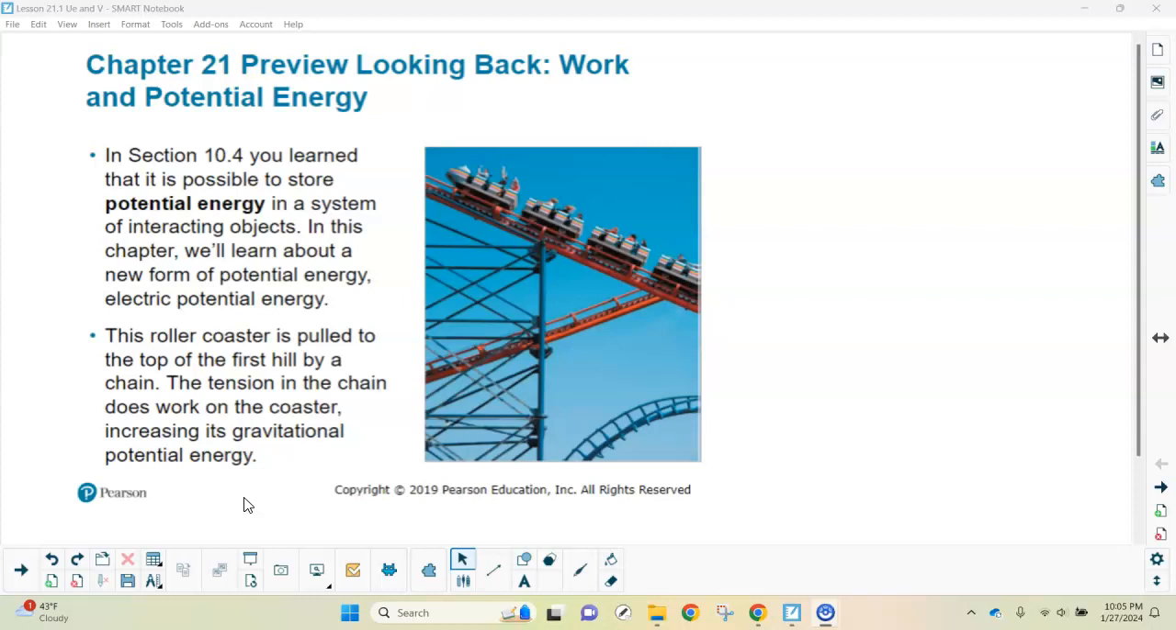Let's talk about other potential energies that you're probably familiar with, such as gravitational potential energy. If you read through this slide, it talks about how it's possible to store potential energy in a system. You're probably familiar with a roller coaster. A roller coaster is getting pulled up the ramp by a chain, and there has to be work done on the roller coaster to increase its gravitational potential energy. If it starts on the ground, it's not going to fall anywhere, so the potential energy is zero. As work is done to it, it gains potential energy.